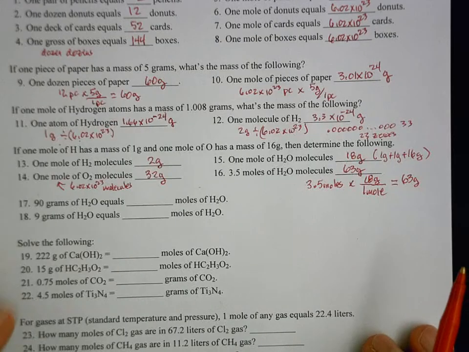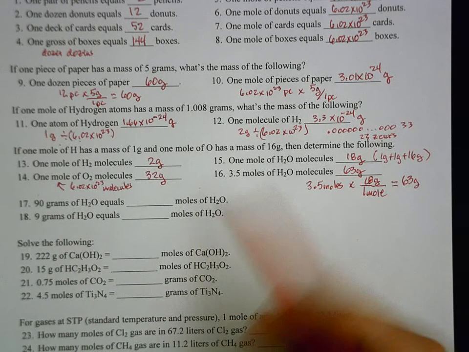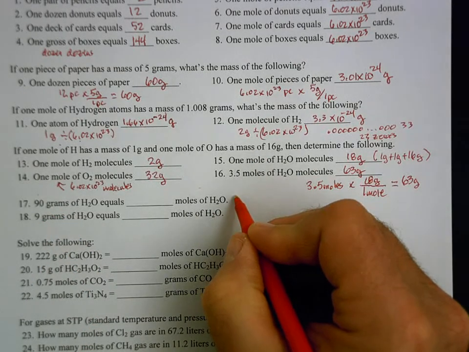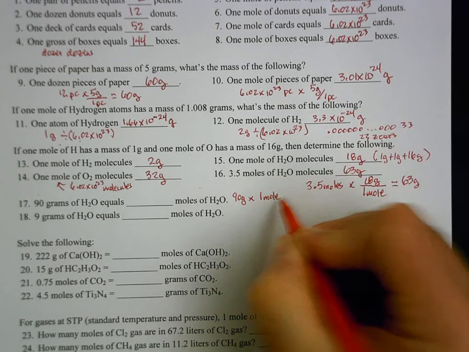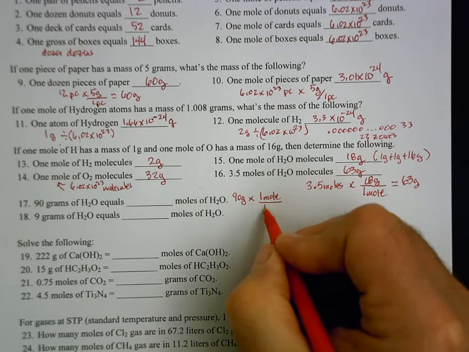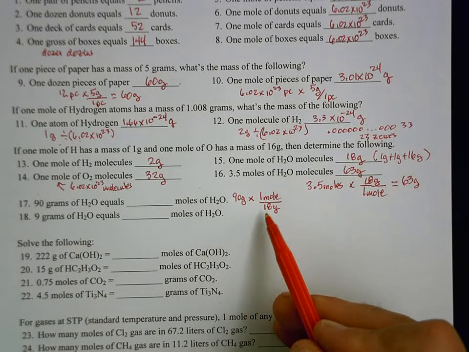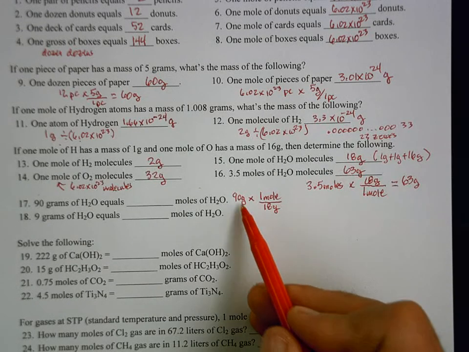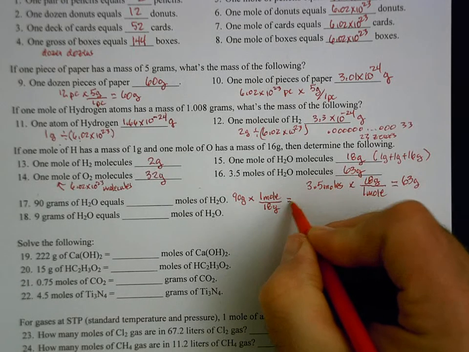Number 17, I'm going to go in the opposite direction. Okay, I have 90 grams, and I want to know how many moles that is. So now I'm going to flip it around and put the 90 grams first. Now the 1 mole goes on top, and the 18 grams, because we're still dealing with water, goes on the bottom. And so this is essentially a divide problem, because I'm going to take 90 divided by the 18. And it turns out this is 5 moles.